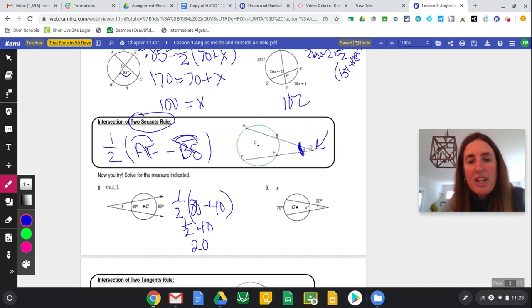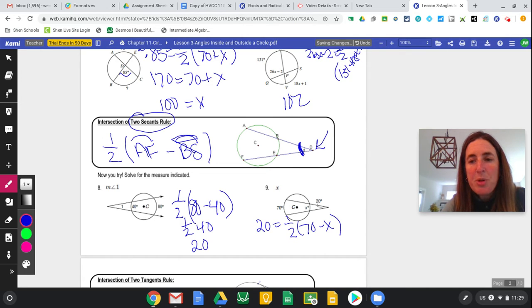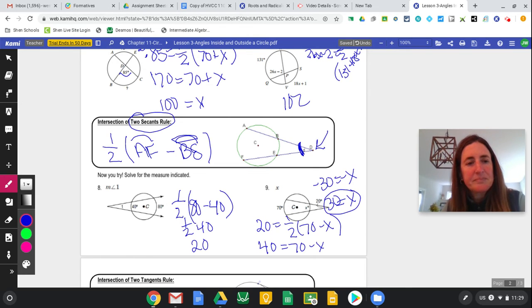Let's try to find an arc given the angle. 20 equals half of 70 minus x. Again, I don't like to work with a half, so I'm going to multiply both sides by 2. 40 equals 70 minus x. If I move that over, negative 30 is negative x, but don't worry, it turns into positive 30. So the arc is 30. Not bad at all.